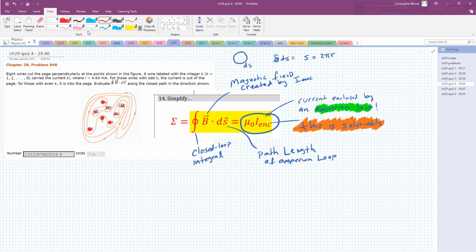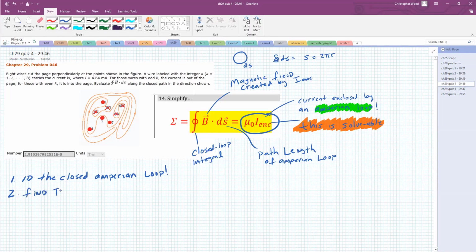So number 1. Find or identify the closed Amperian loop. It's good to write closed because all Amperian loops are closed. Identify the closed Amperian loop, which is given to you, although you do have to kind of still think on it a little bit. Step number 2, find the net I enclosed. Find the enclosed current.